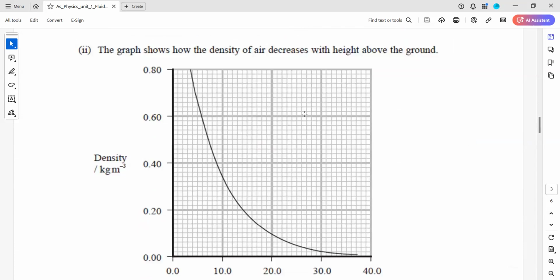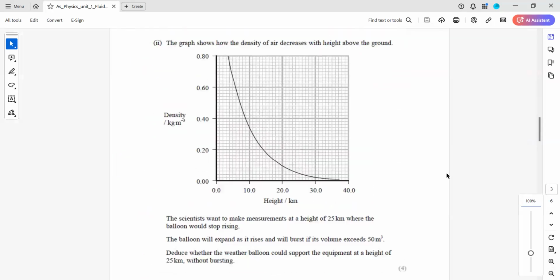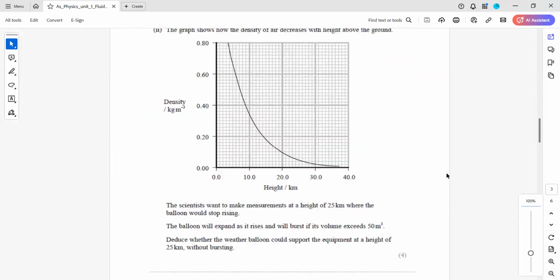The graph shows how the density of air decreases with the height above the ground. So this is a variation of density. Scientists want to make a measurement at the height of 25 kilometer, where the balloon would stop rising. The balloon will expand as it rises and will burst if the volume exceeds 50 meter cube. Deduce whether the weather balloon could support the equipment at a height of 20 kilometer without bursting.